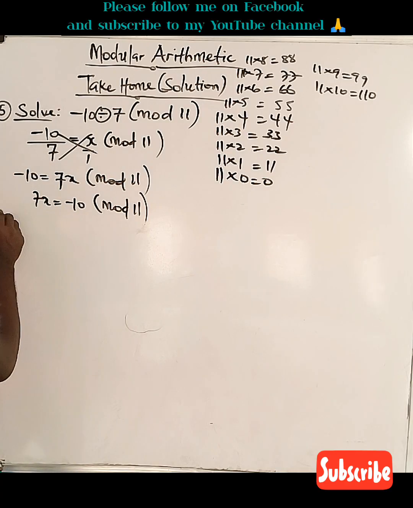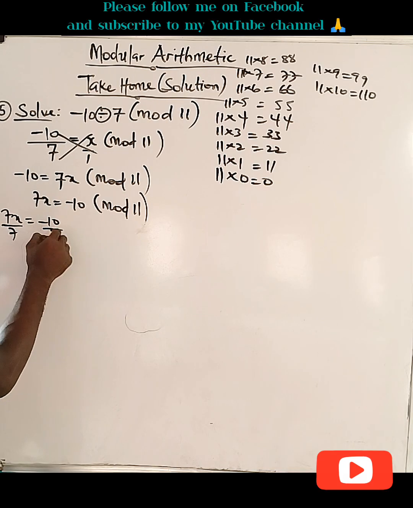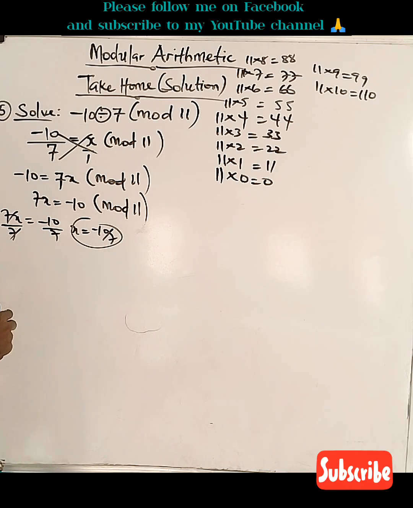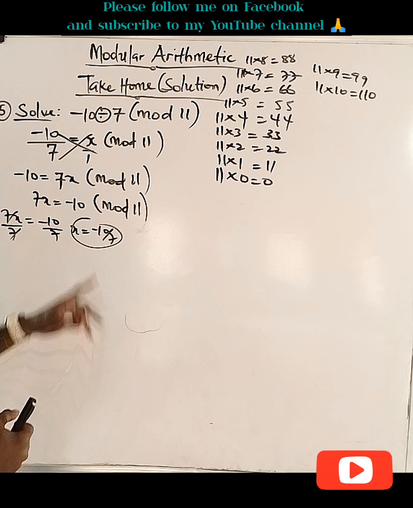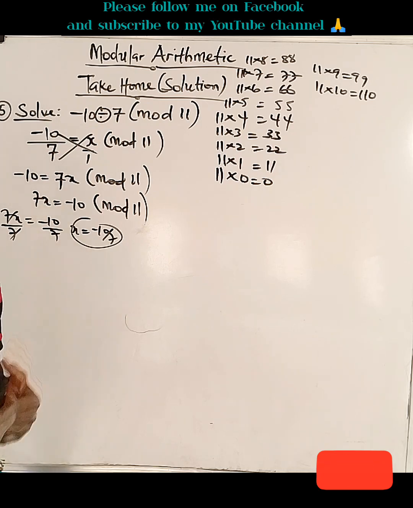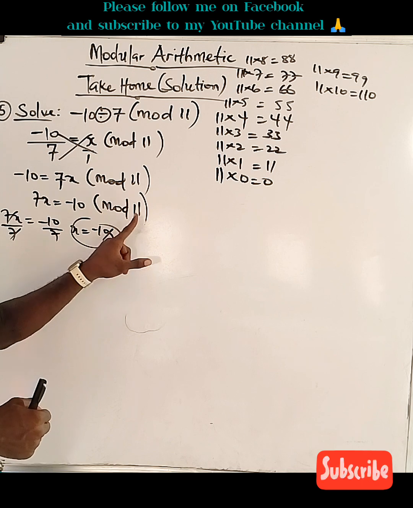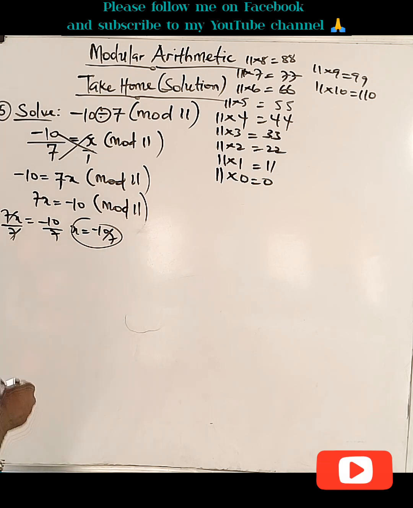So that's our first possible result. 7x equals minus 10. Divide both sides by 7. x is minus 10 over 7. So it means minus 10 divided by 7 is one of the likely results. Minus 10 over 7 is the same as minus 1 and 3 over 7. Don't forget, whatever result we get must not be up to the modulo 11 we are talking about. So now let's try out the next.